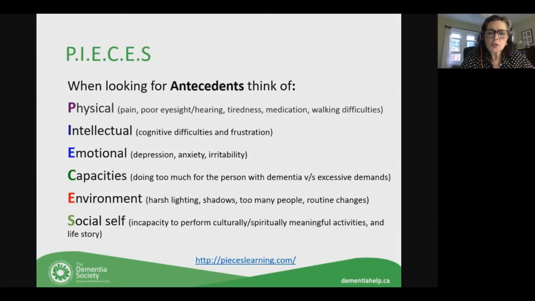Is it emotional? Are they irritable? Are they so anxious? Is this because they're depressed and so they're apathetic and unresponsive? Is it a matter of their capacities? Again, going back to the intellectual, is it just too much? Are the demands way too excessive? Is it the environment? Are there too many people? Is this a change in their routine? Do we have way too much stimulation? Is the lighting poor and they can't see?